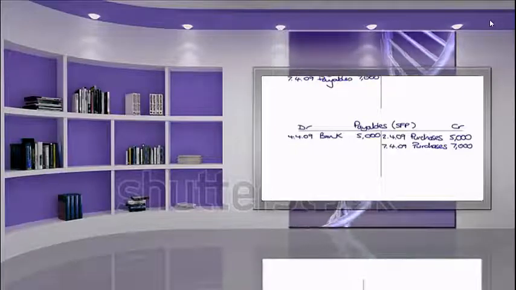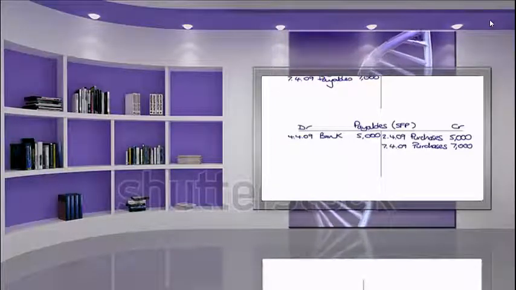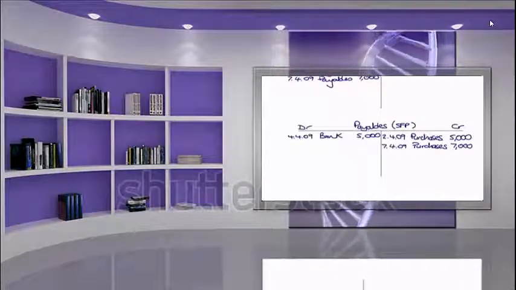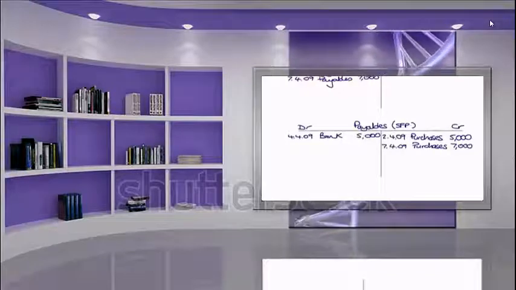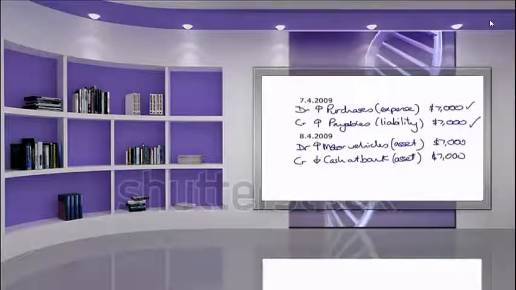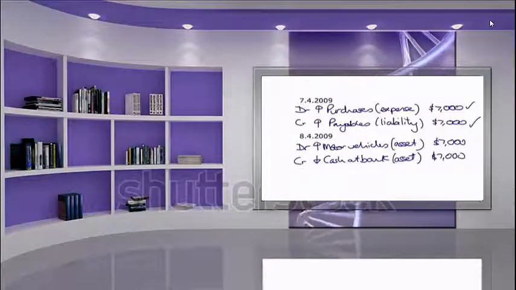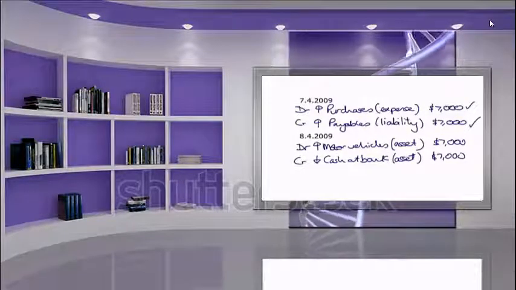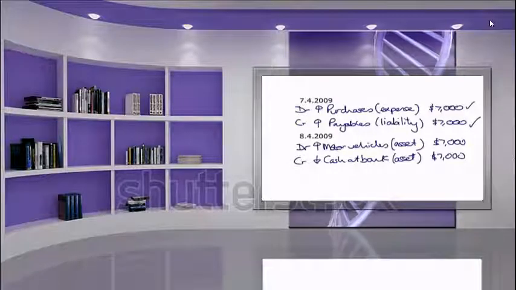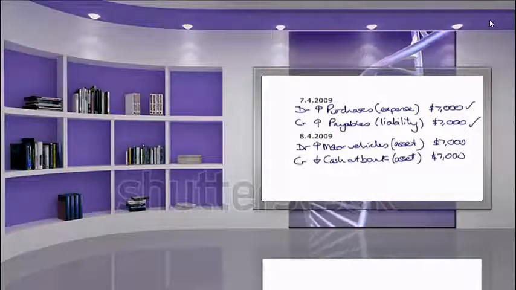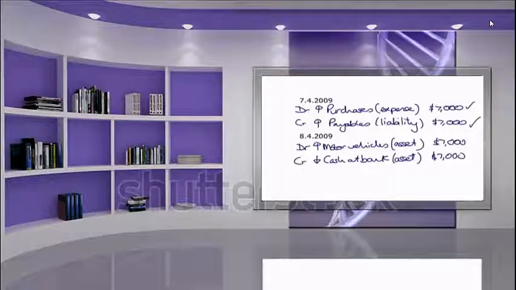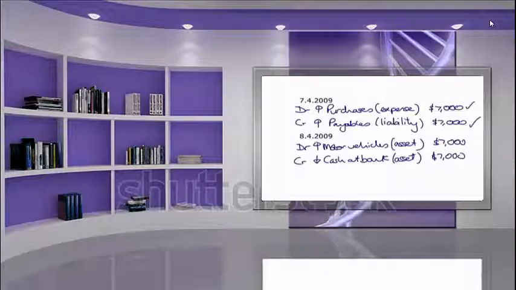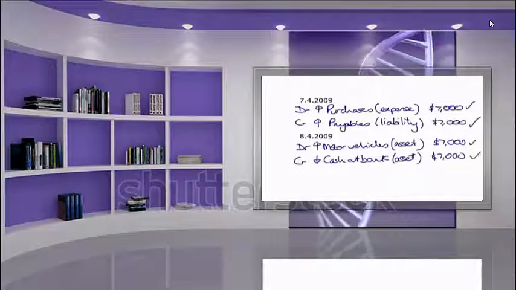And there we go, transaction 7 complete. So our final transaction then, our final push. Okay, what we need to do now is record transaction number 8, and with transaction number 8, remember we purchased that delivery van for $7,000 cash. We said that we were going to debit motor vehicles assets with $7,000 and then credit cash at bank with that same amount of $7,000. So we're going to tick those two amounts off.